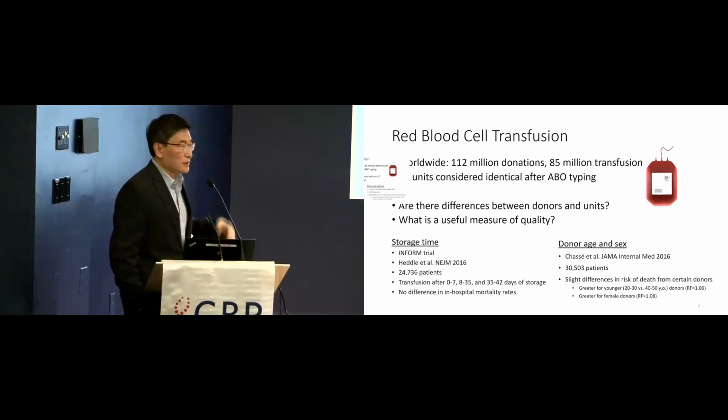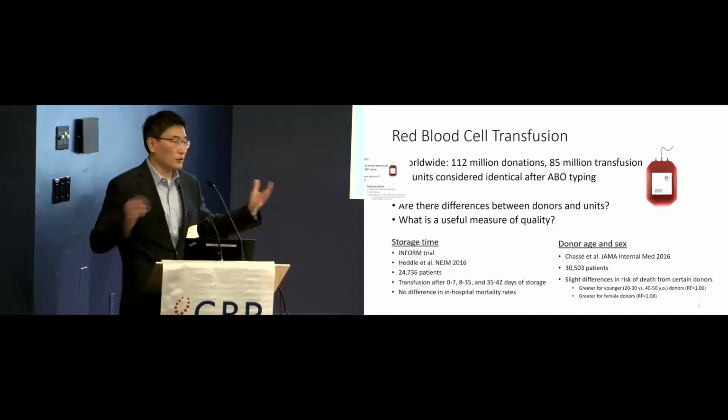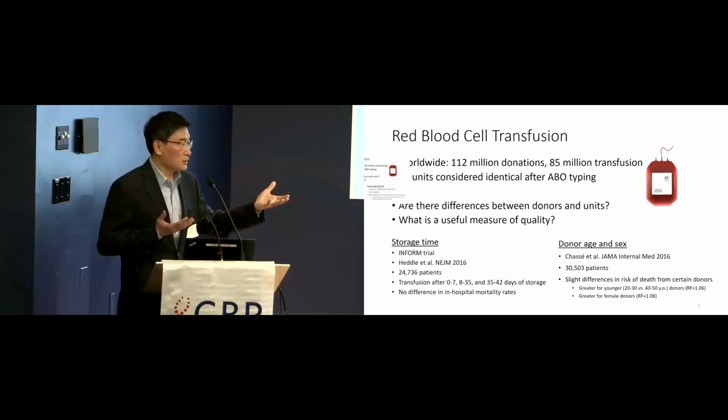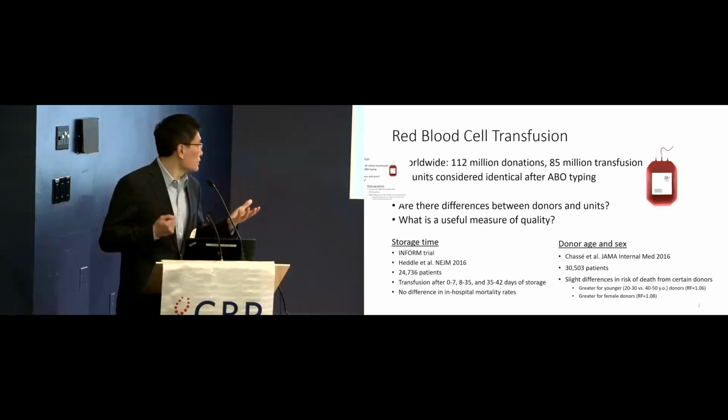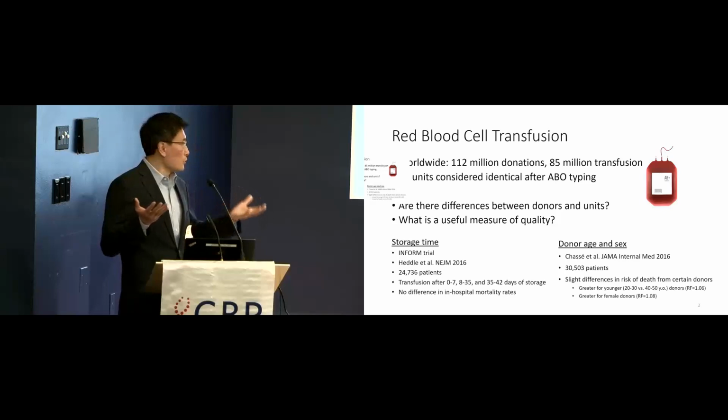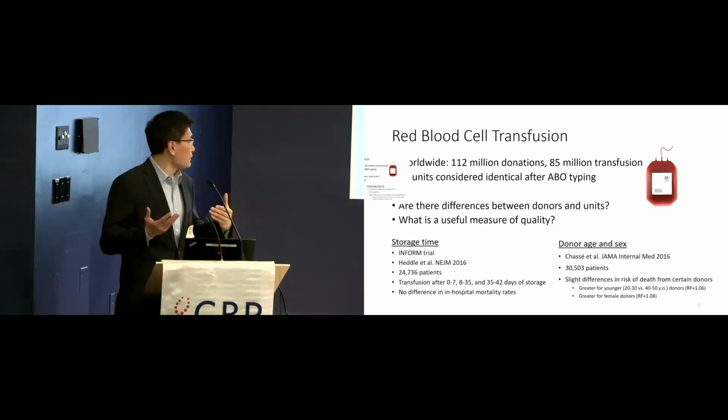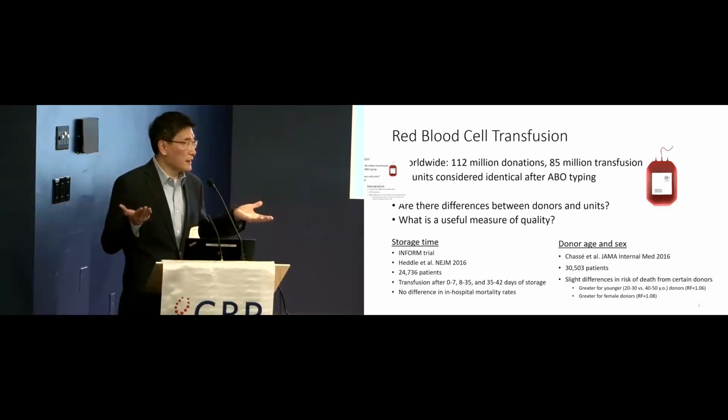This has been looked at in many different ways. One of the most famous recent cases is the INFORM trial, which looked at the effect of storage time and whether it has an effect on outcome. The general answer is that, on the whole, there is essentially no effect: transfusing blood that has been stored for a younger period of time does not have any additional benefit over blood that has been stored longer. Other studies have looked at the effects of donor age and sex, and the general conclusion is that there are some minor differences, but they're quite small and may not be that significant.